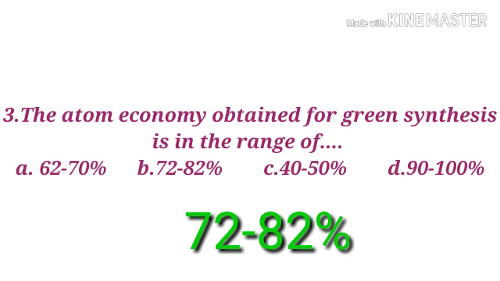The atom economy obtained for green synthesis is in the range of: options 62 to 70%, 72 to 82%, 40 to 50%, 90 to 100%. Answer: 72 to 82%. The atom economy obtained for green synthesis is in the range of 72 to 82%. If the reaction is a rearrangement reaction, then the percentage of atom economy is mostly 100%.